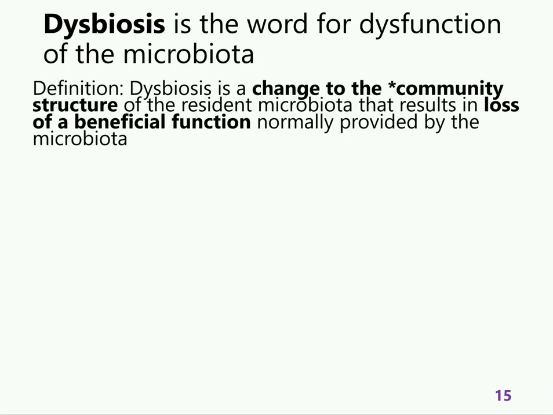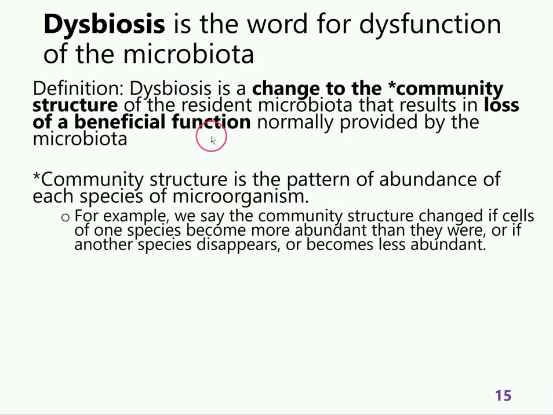So what is community structure? Well, it's just the pattern of abundance of every species. It's hard to describe what it is, but I can tell you what a change in it looks like. Community structure changes if one species becomes more or less abundant than it was. If one species appears or disappears, that's a change to the community structure. So that's all the community structure really means. It's how many cells are there of each species. And any change in that that leads to dysfunction of the microbiota is called dysbiosis.